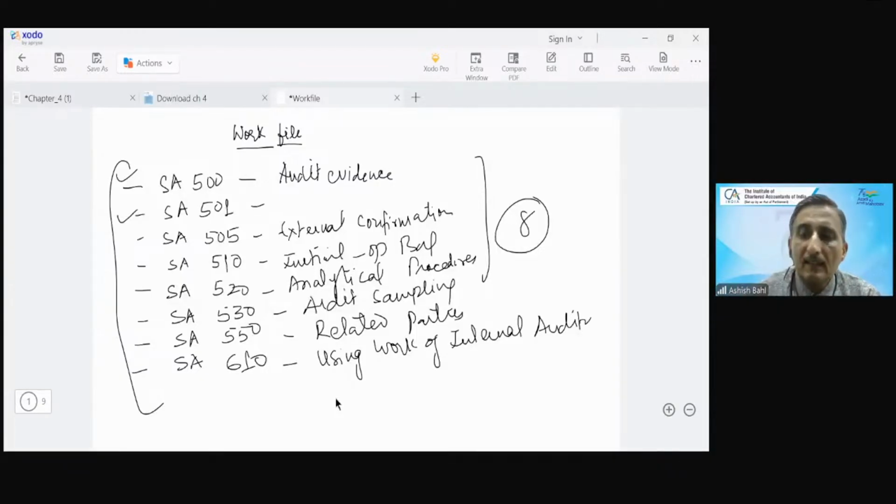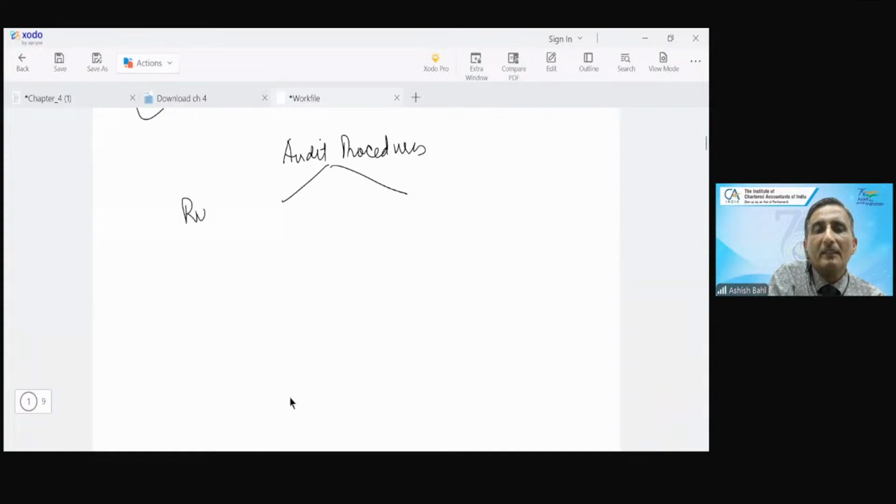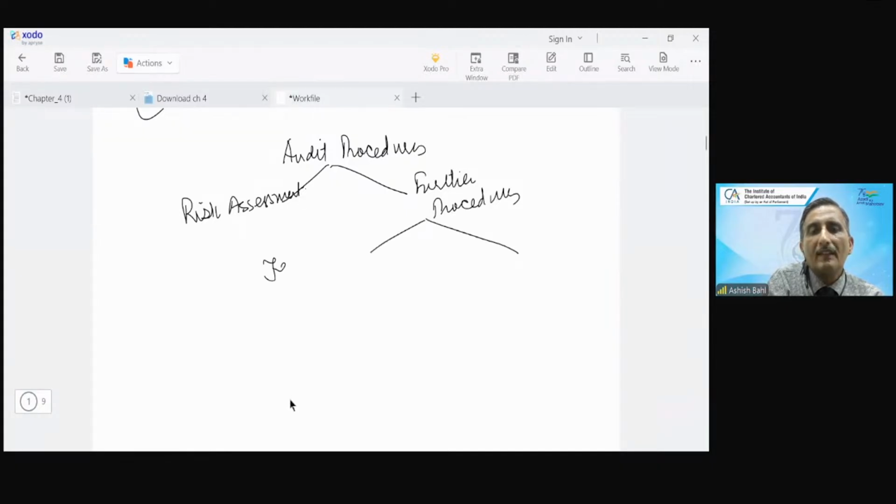So students, as far as audit procedures are concerned, you know already that audit procedures are divided into risk assessment procedures and further procedures. And further procedures are again divided into tests of controls and substantive procedures.